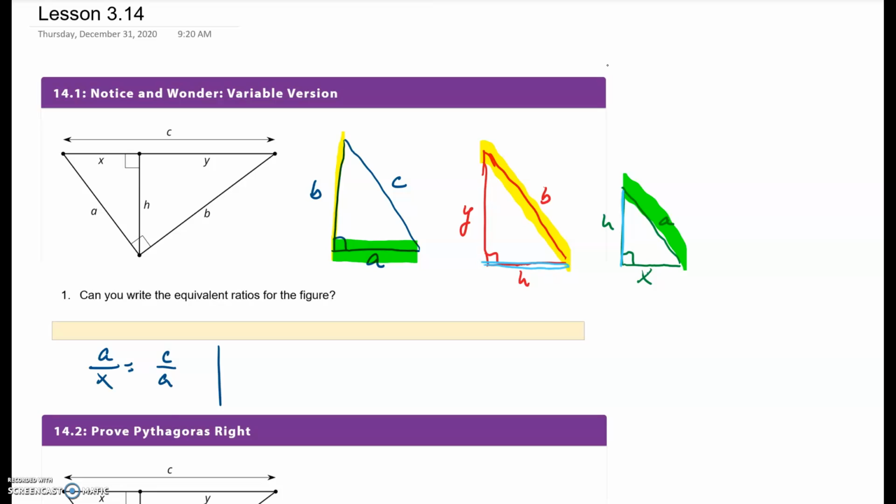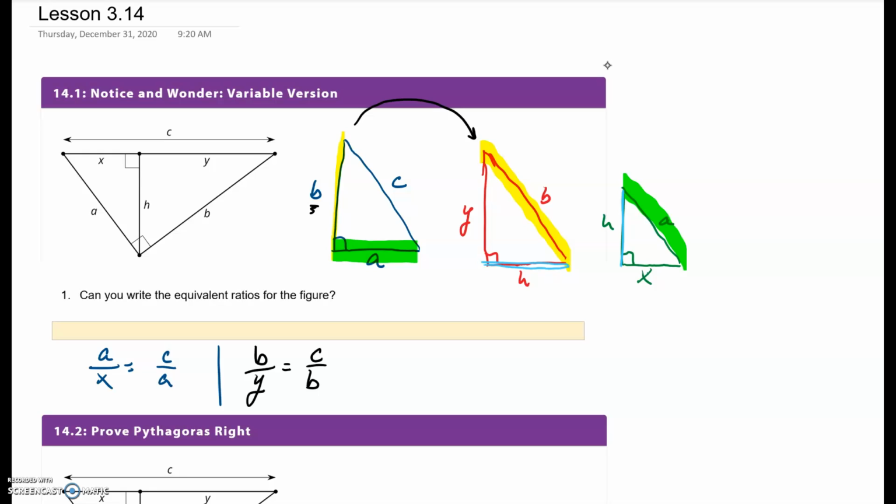Okay, next one. We're going to do the same thing. This time I want to use side B. So I know I'm going to compare triangle 1 with triangle 2. So I will start with the B on top. The corresponding side is Y. And then I know that I want to use the B in the hypotenuse as well here. So then I'm going to have the hypotenuse of the bigger one on top and the B underneath.